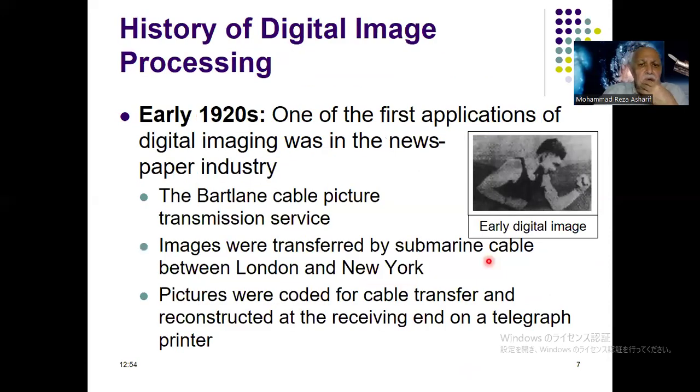Okay. Now a bit of history. First I will tell about the history of image processing, then go to applications in this first session. The history began in the 1920s. One of the first applications of digital images was in the newspaper industry. In the Bartlane cable picture transmission service, images were transferred by submarine cable between London and New York.